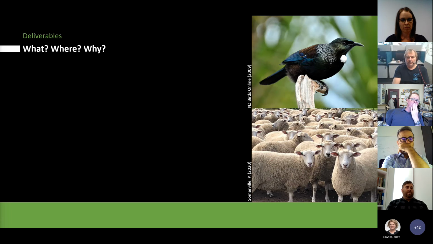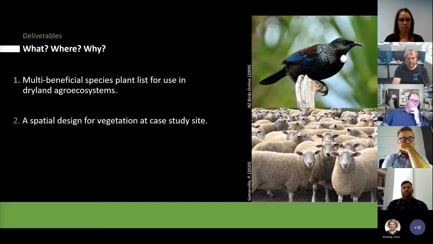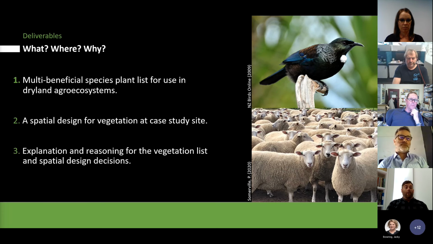So that sort of comes back to the what, where, why. The what will be a multi-beneficial species list for use in dryland agroecosystems. The where will be a spatial design for vegetation at a case study site. And the why, an explanation and reasoning for the vegetation list and spatial designs.